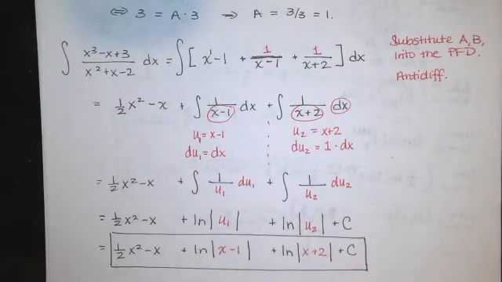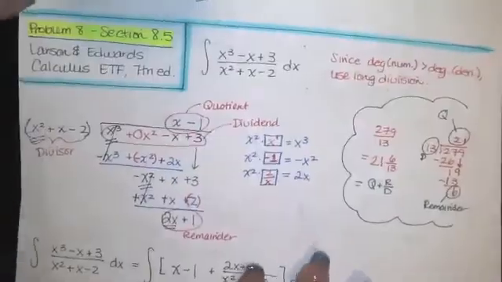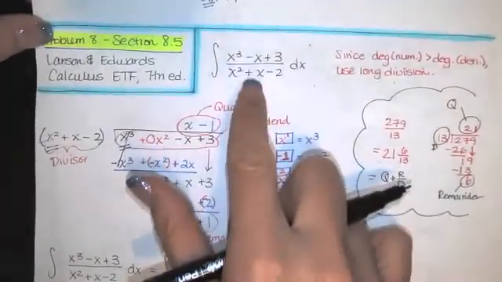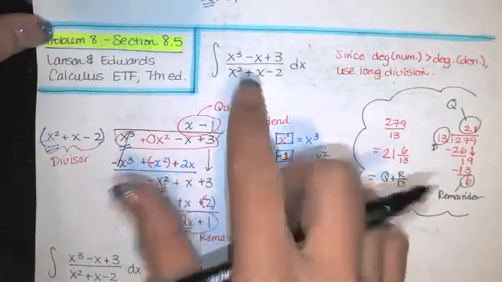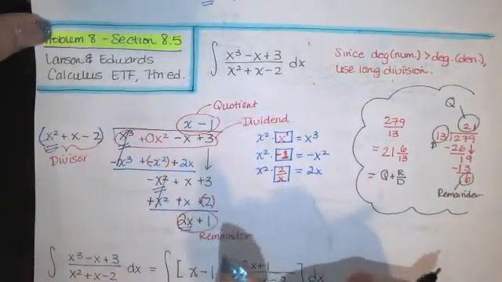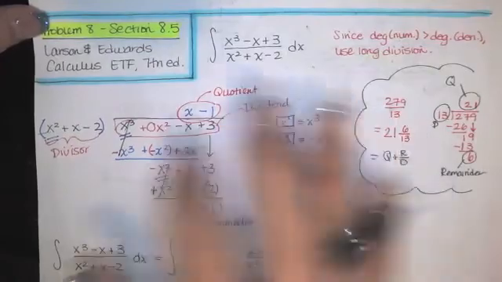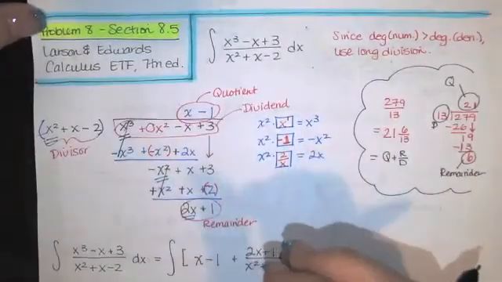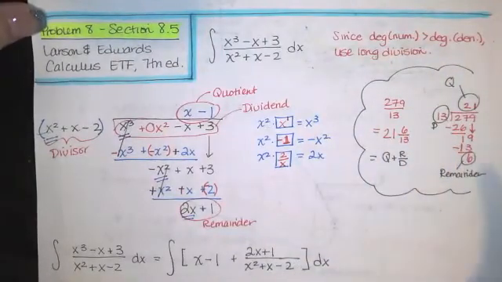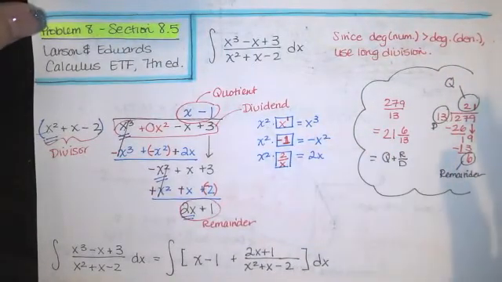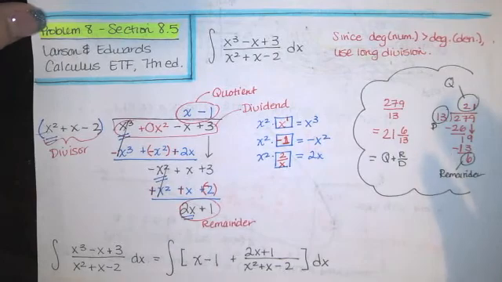So let's go to the beginning of this problem. If the degree of the numerator is greater than the degree of the denominator, you've got to do long division first. It's a pre-calculus concept. It's okay if you don't remember it. Just brush up. Watch this video again if you need to. Watch other videos on long division with polynomials if you need to.